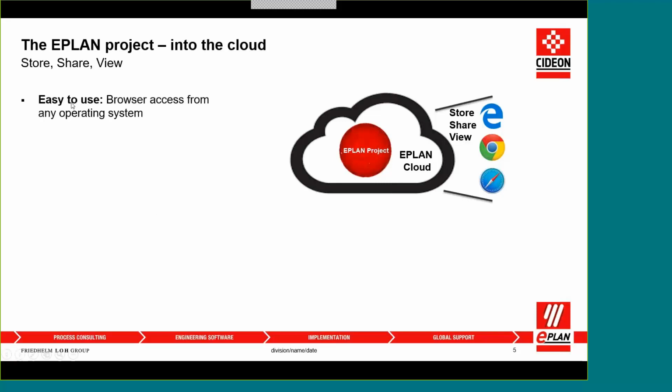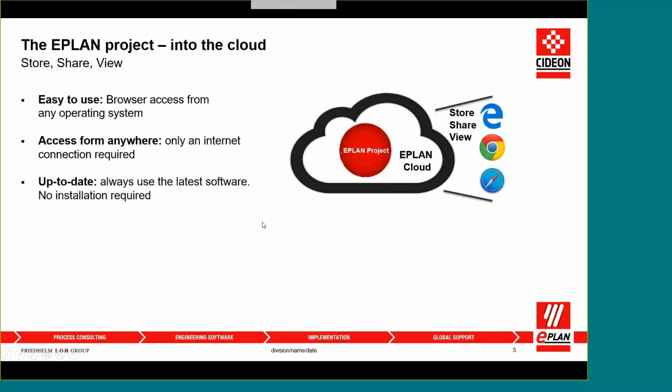This gives you ease-of-use functionality through a standard browser tool from any operating system, whether it be Mac or iOS; as long as you can access the internet, that's all you really need to worry about. As for access from anywhere, as long as you have an internet connection, you can access the project from your favorite Starbucks location to wherever you may reside, whether it be the office or home office. Accessing information through the cloud really gives you a high level of flexibility. Updating information again, you're always using the latest software because we are maintaining that inside the cloud environment.